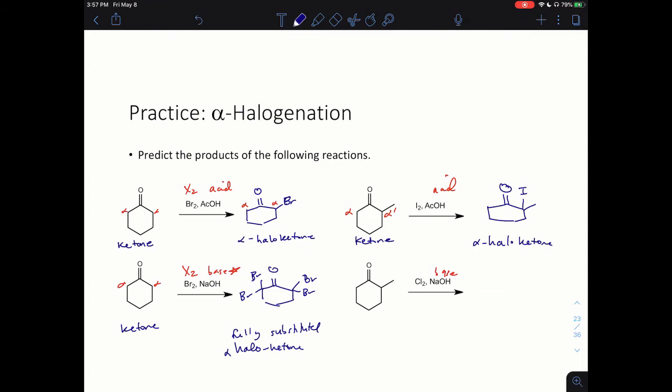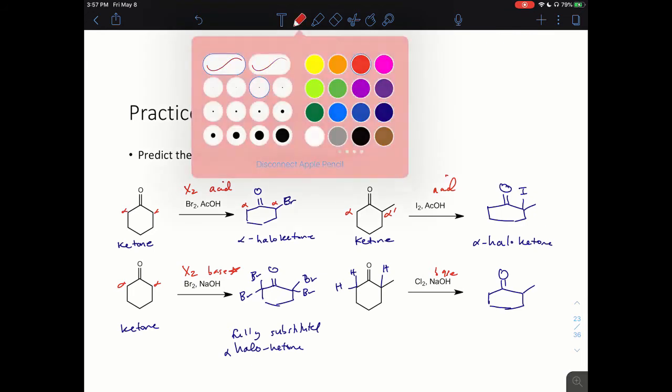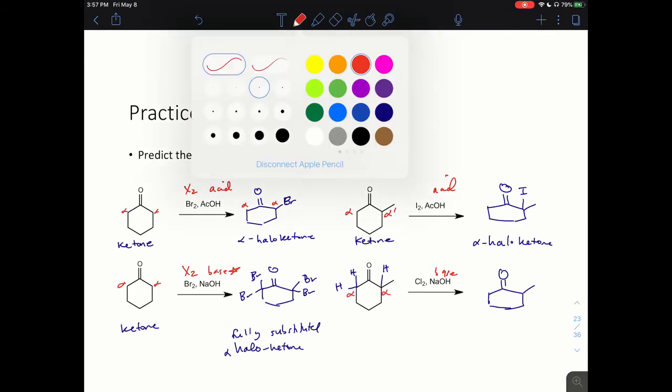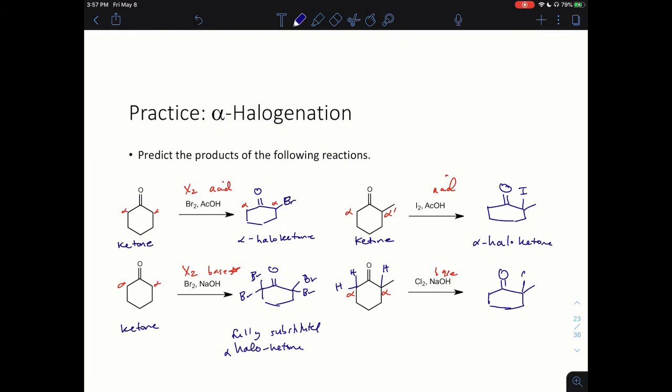And then finally, under basic conditions, we expect to see a fully substituted product. There are three different alpha hydrogens here, and all three of them will be replaced with chlorine. Because every time an alpha hydrogen is substituted for chlorine, it makes that alpha carbon even more acidic. So after the first substitution, the pKa has gone down. So this is even more acidic, so the second substitution happens, and so on and so forth.